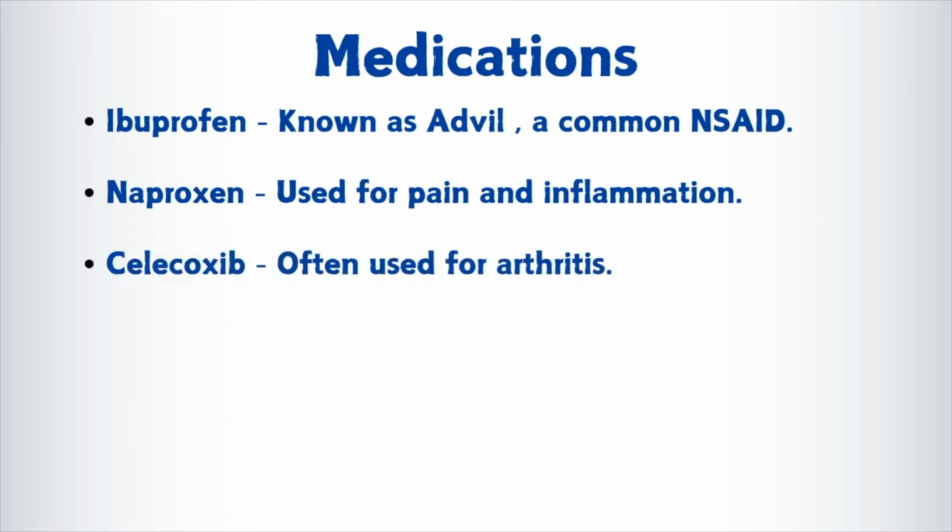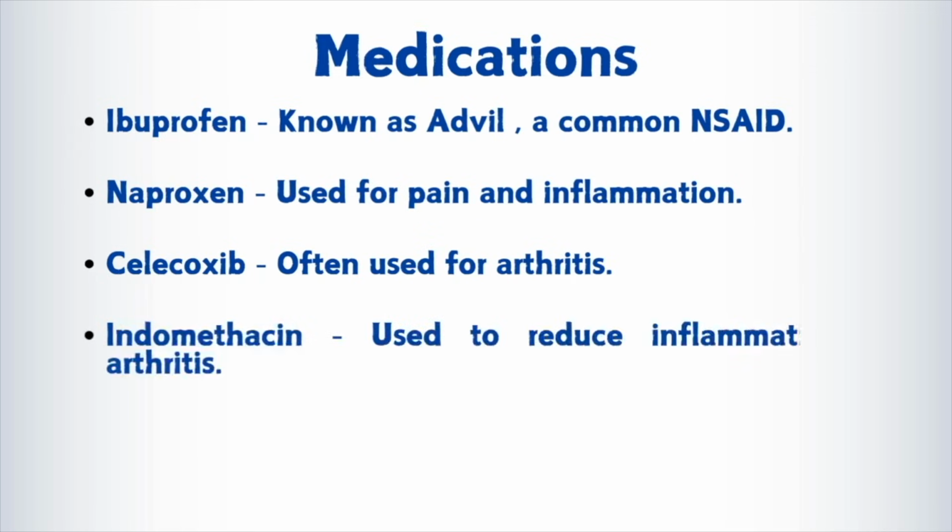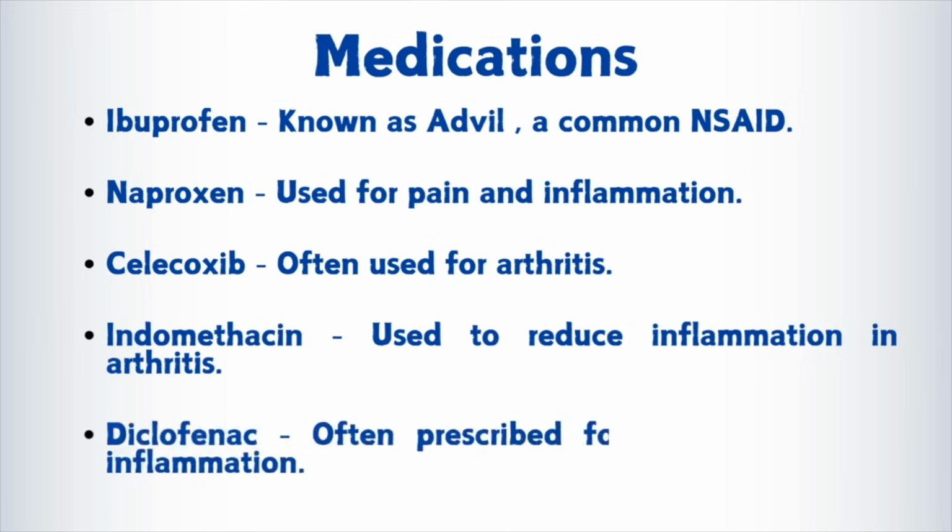Celecoxib is often used for arthritis. Indomethacin is used to reduce inflammation in arthritis. Diclofenac is often prescribed for severe pain and inflammation.